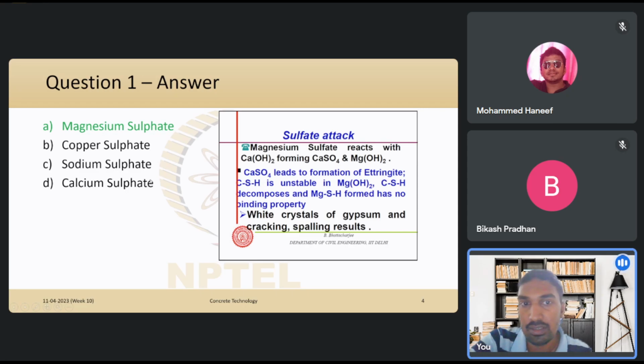Everything will attack, and everything will lead to cracking, but in this case it is also more severe because the CSH is broken and forming MSH. Therefore option A is the right one.